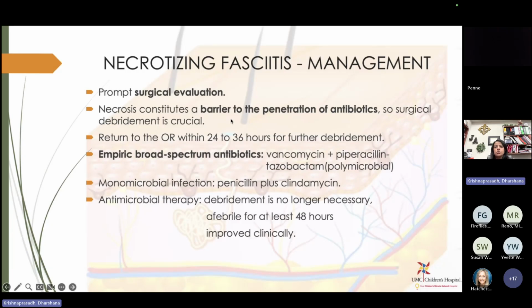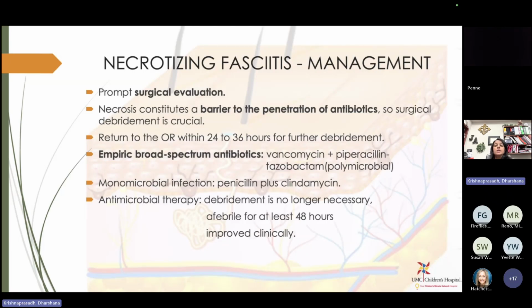Necrosis constitutes a barrier for penetration of antibiotics, so surgical debridement is crucial. Usually, they may need to go to the OR within 24 to 36 hours for further debridement. These patients are started on broad spectrum antibiotics, vancomycin, Zosyn, which is piperacillin tazobactam. Sometimes, if there is a monomicrobial infection, penicillin plus clindamycin is necessary.